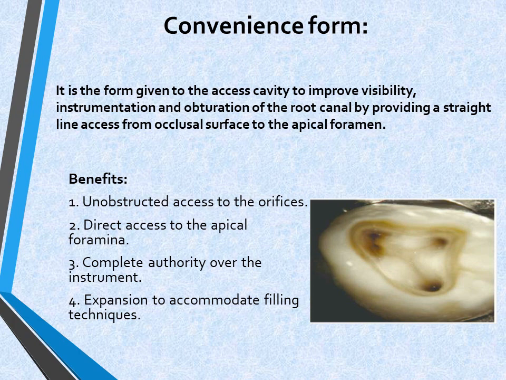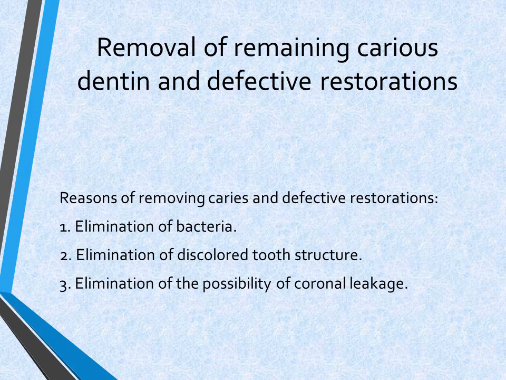You also have to develop this convenience form so that you can accommodate your obturation techniques also. So you have to understand that when you are doing your obturation, you have to have enough space to place your accessory cones, and you have to be able to place your spreader as well. So if you have done only partial deroofing, it is going to be very difficult for you to obturate the canals. Removal of remaining carious dentine and defective restorations.